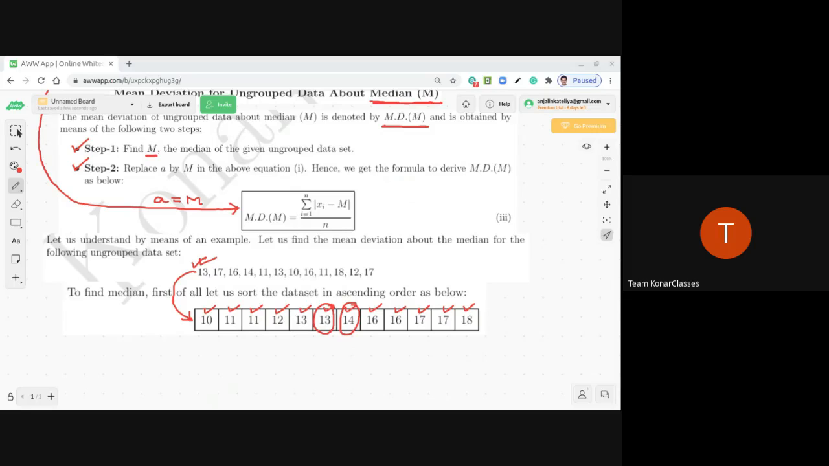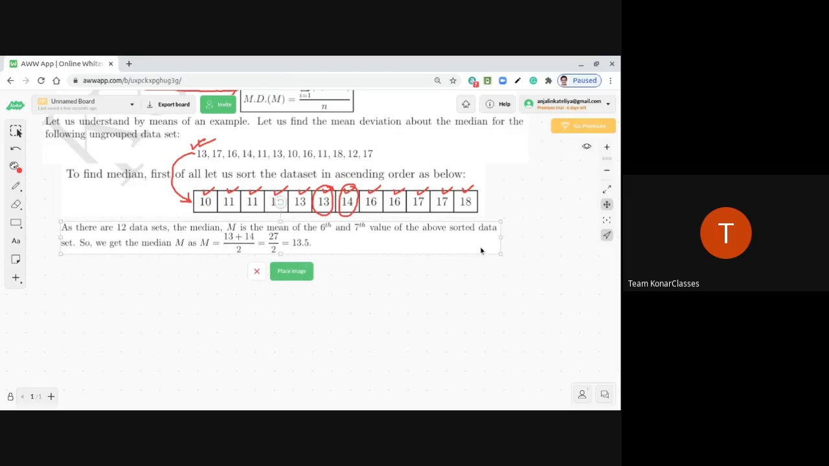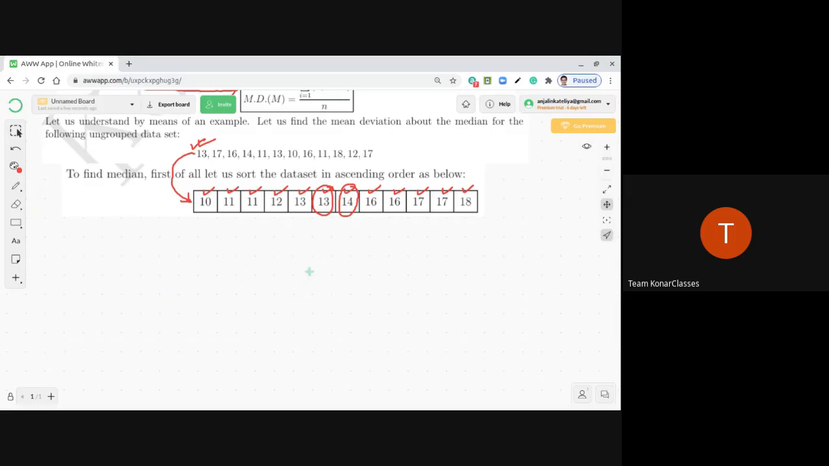So step 1 is done, dear students, that we found the value of the median. I just explained how we found it, and here is the value. Now, dear students, what we need to do is form a table computing the mean deviation about the median.